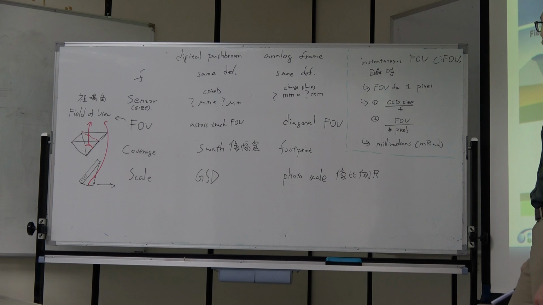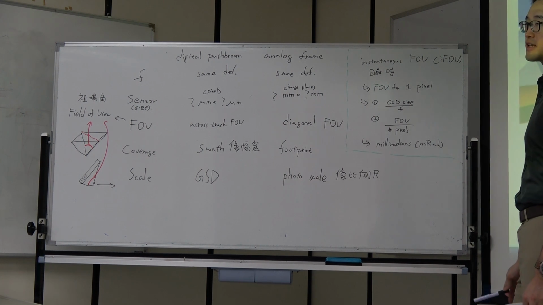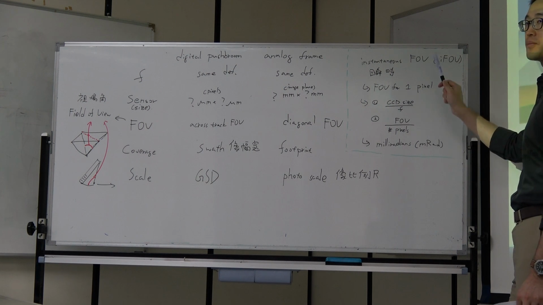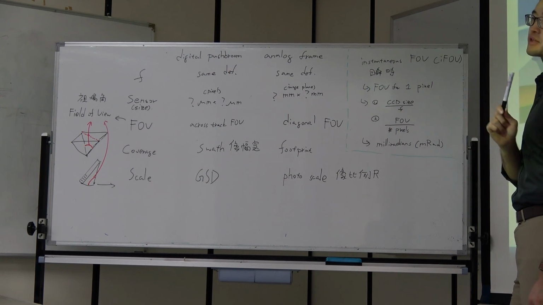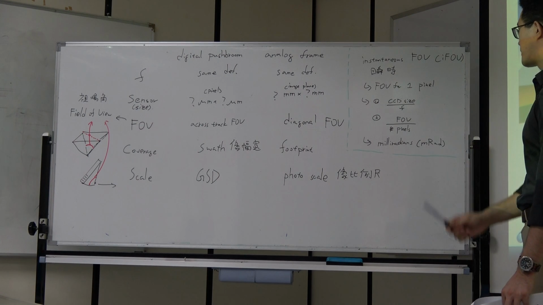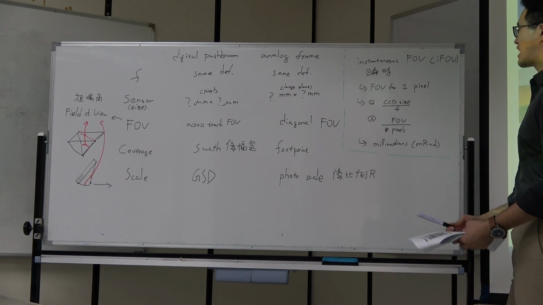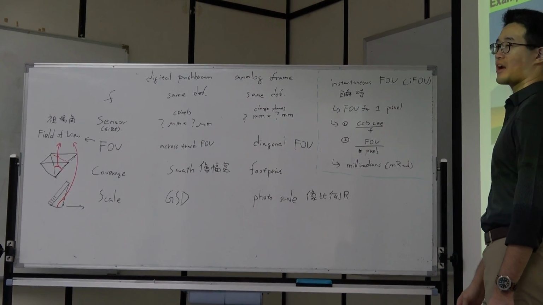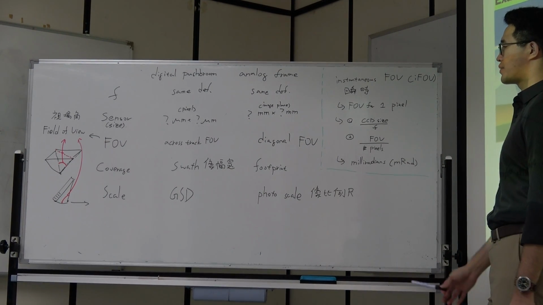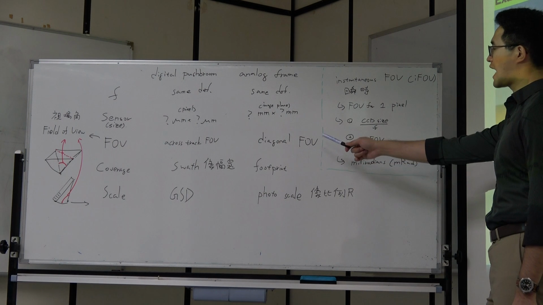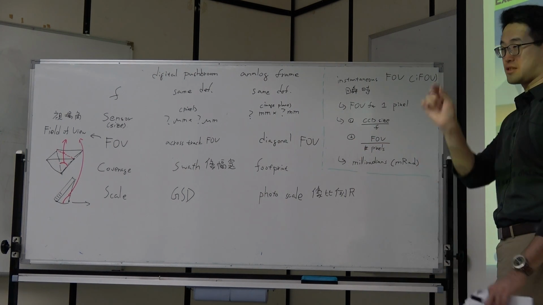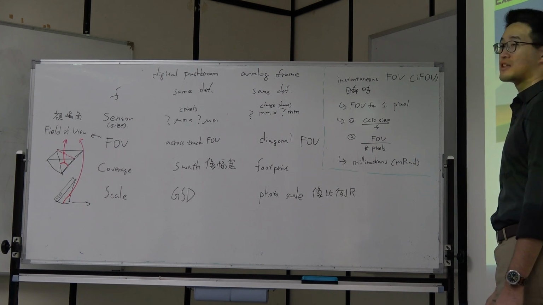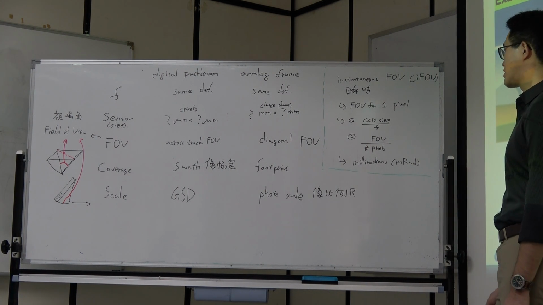The definition is that the instantaneous FOV is the FOV for only one pixel. Usually when you are talking about the instantaneous FOV, we will just calculate the across track or along track, it doesn't matter. We won't calculate the diagonal FOV for that small pixel, because that doesn't really change too much.